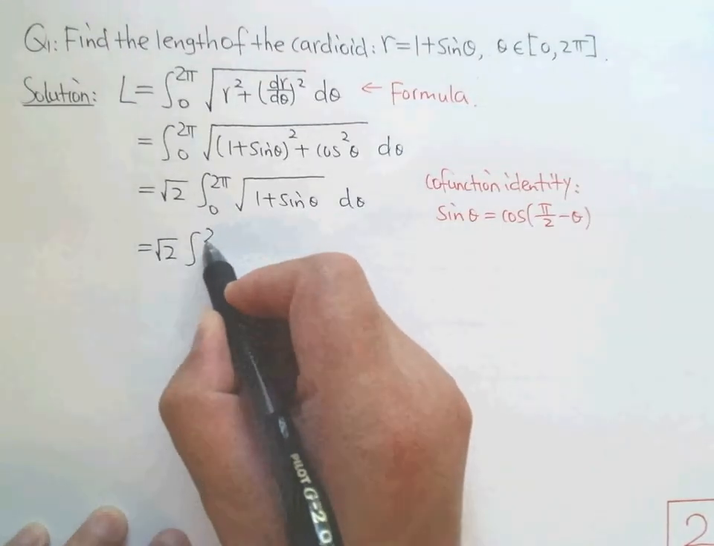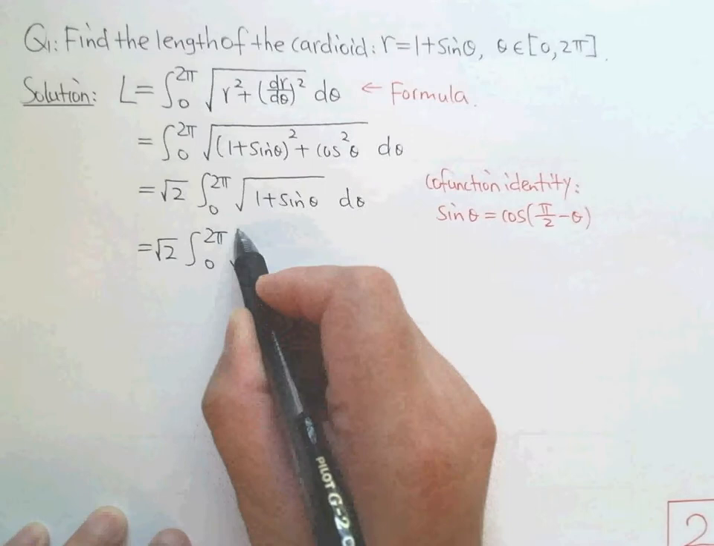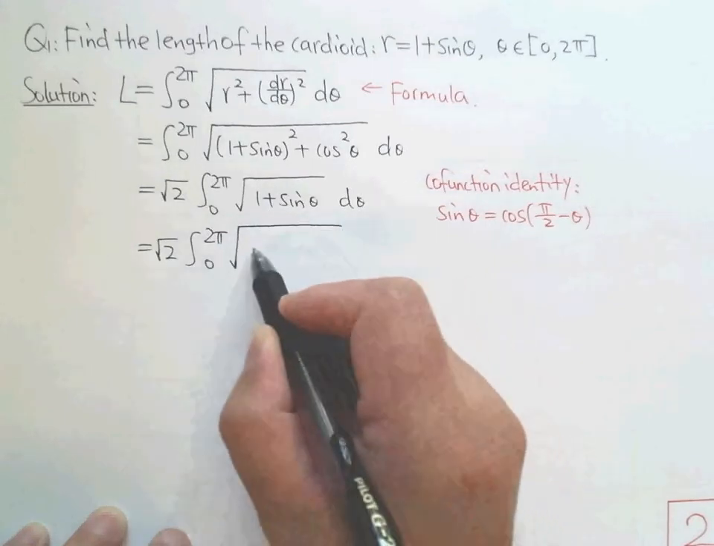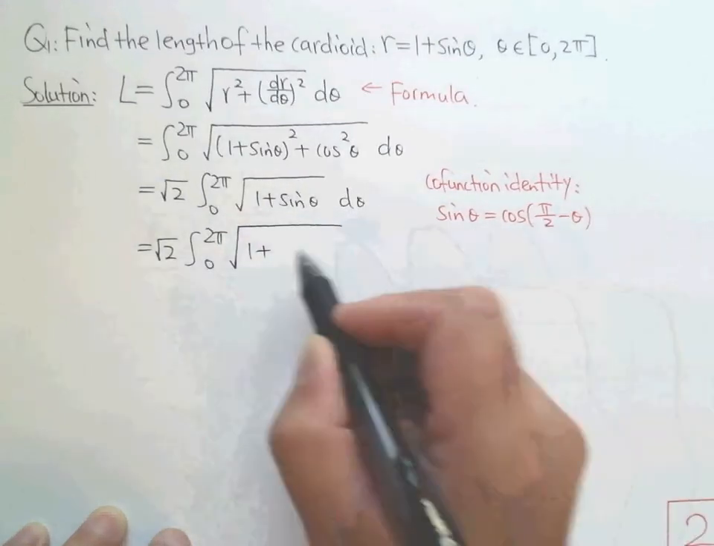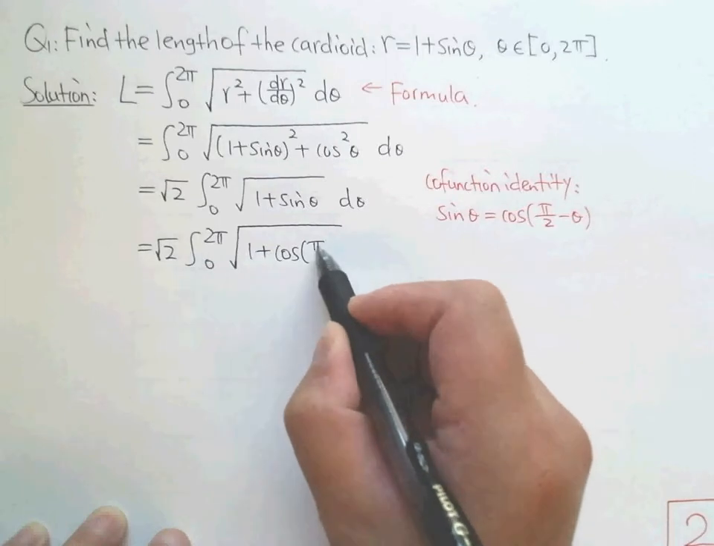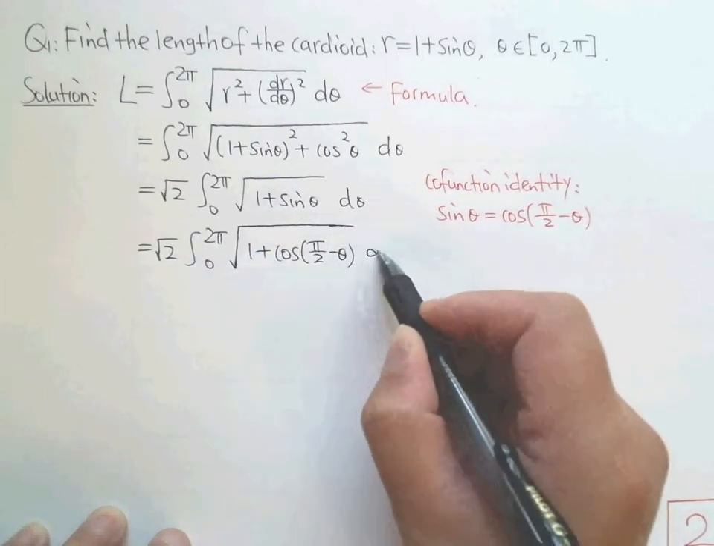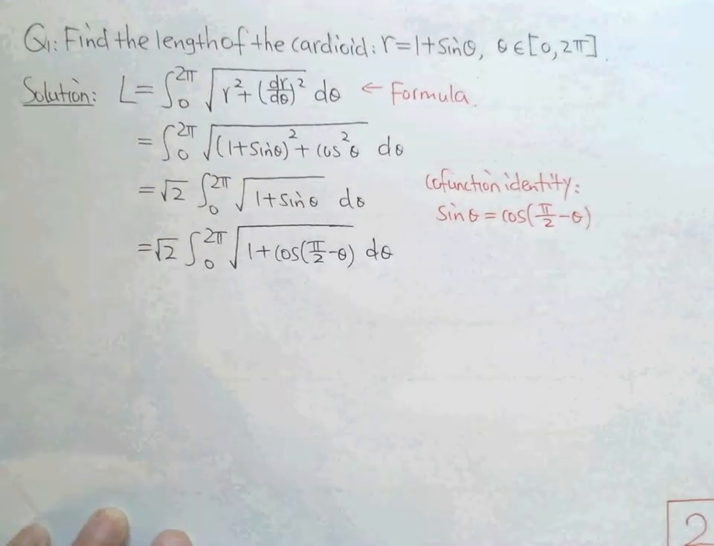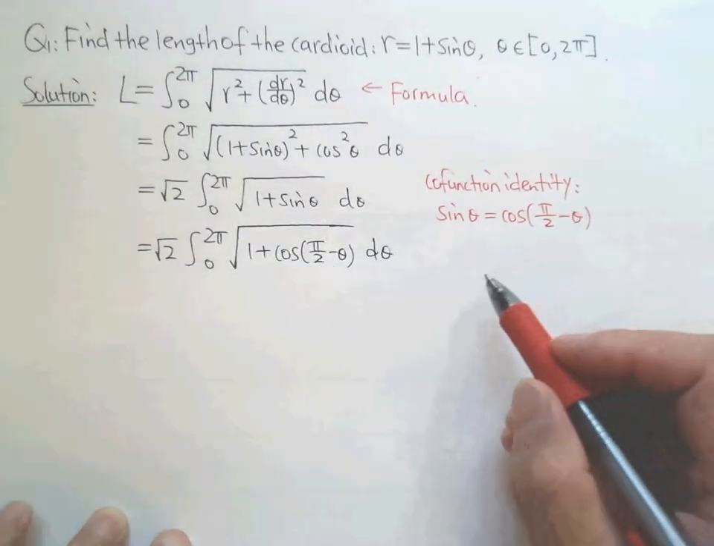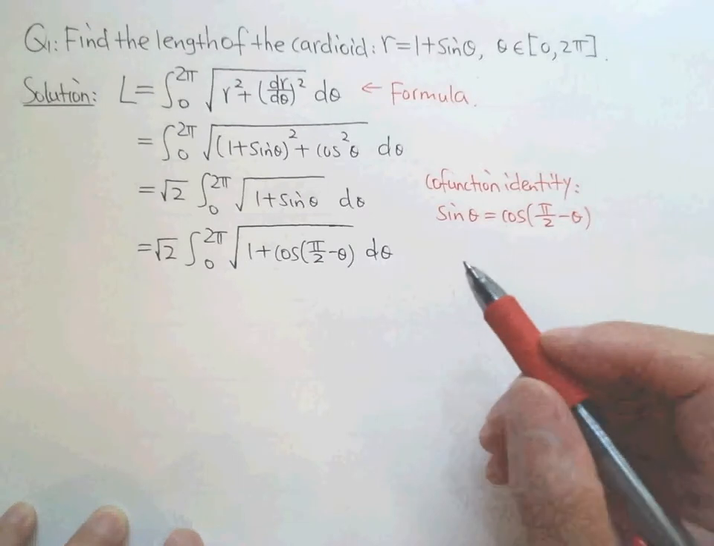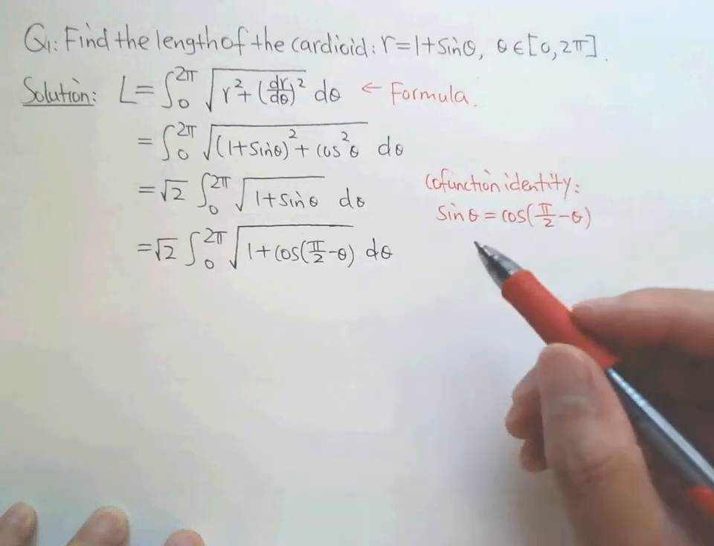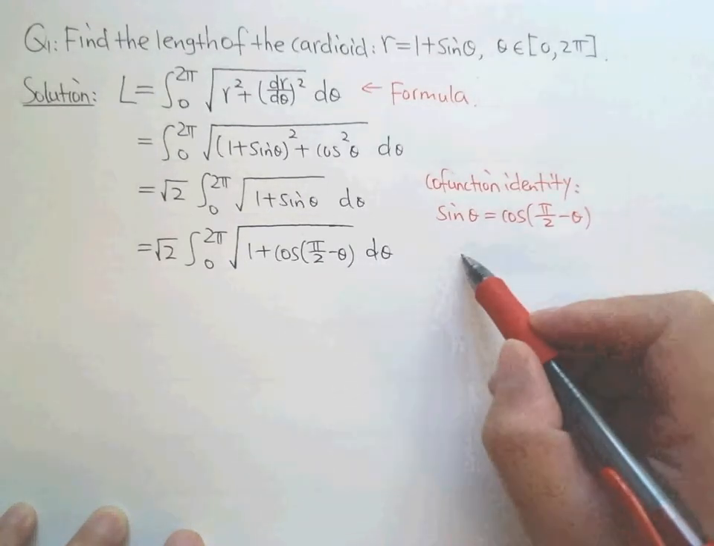integration. Now 1 plus sine is 1 plus cosine of pi over 2 minus theta, and then d theta. So 1 plus cosine is 2 times cosine square. That's the double angle identity we need. I put it here as the double angle identity.